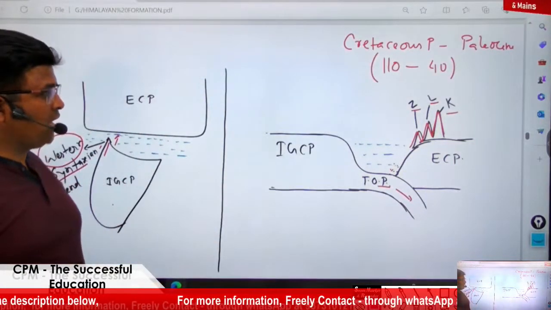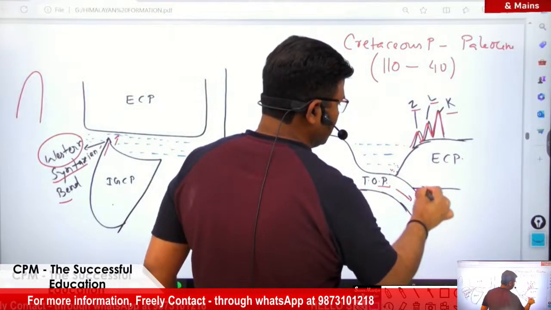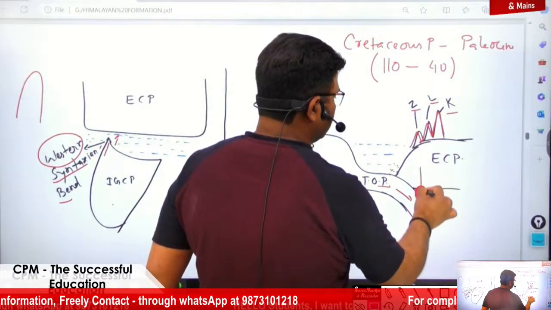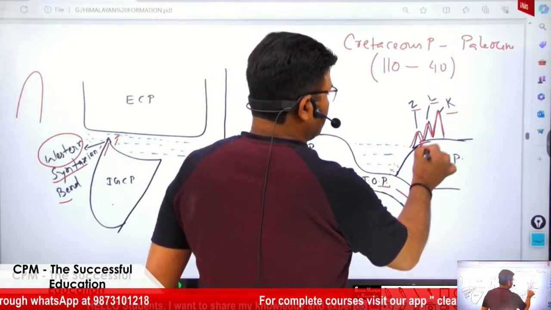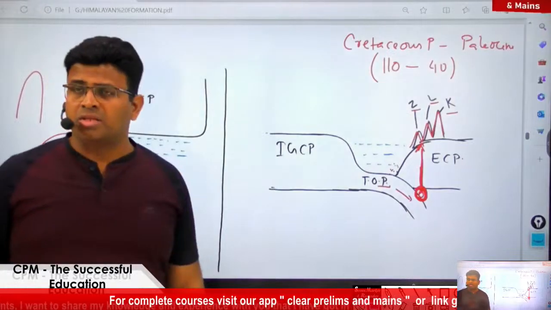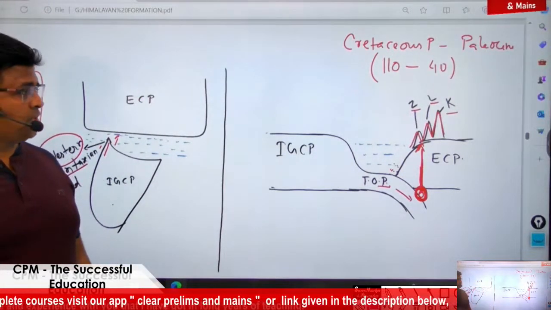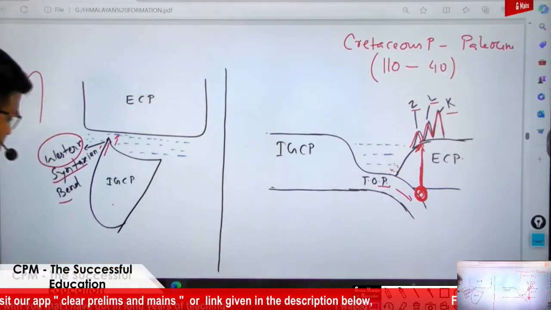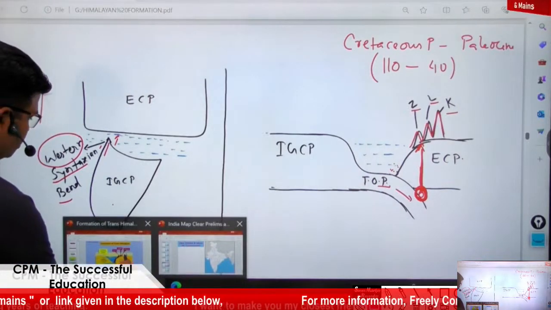During that period, friction-related heat was generated, and due to that heat, magma formed and volcanic eruption also took place in the Karakoram, Ladakh and Zaskar. Understood it? Now, I am going to show you this picture again, so watch it very carefully.